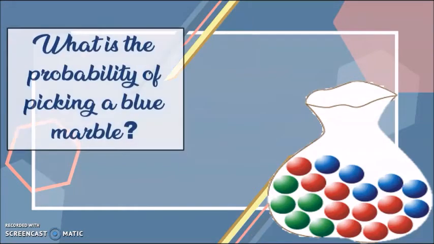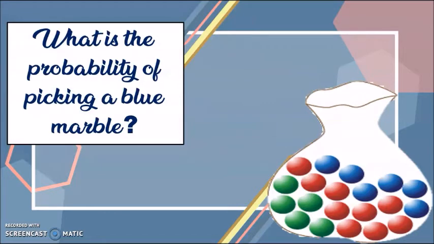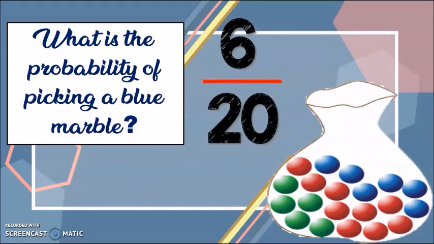What is the probability of picking a blue marble? Since there are 6 blue marbles and a total of 20, as you notice, 6 over 20 is not yet in simplified form. So we will simplify it as 3/10.